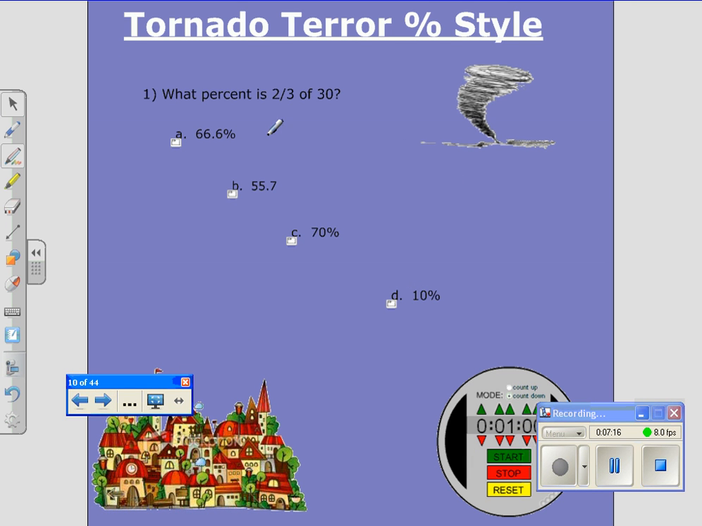What percent is 2/3 of 30? Click on the box, whichever one you want. 2/3 of 30 is 10%, or, no, 10? No. No, it should be 20. There's no answer. It should be 20. What percent? 66.6. It's up. It's on the marker.